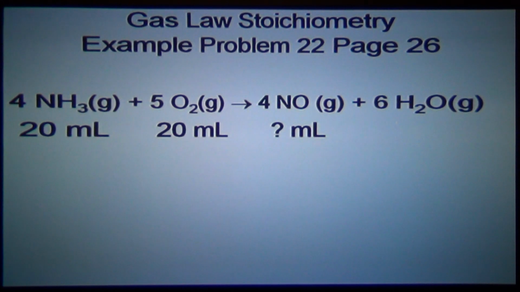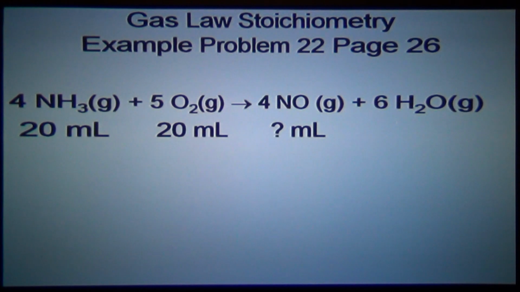So since this problem is dealing with all volumes, and we have 20 milliliters of the ammonia and 20 milliliters of the oxygen, we can directly compare those two to make the decision about which one of them is going to be limiting, because the one that is limiting, the one that runs out first, will dictate the amount of product that can be made there. So in this case, if we can directly compare volume to volume, what's going to run out first? Is it going to be the 20 milliliters of ammonia, or is it going to be the 20 milliliters of the oxygen?